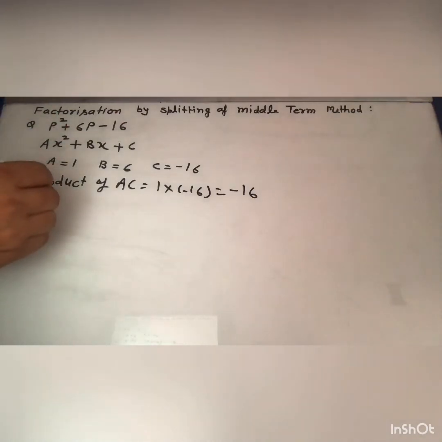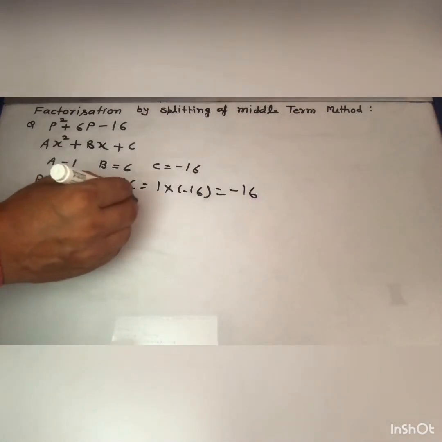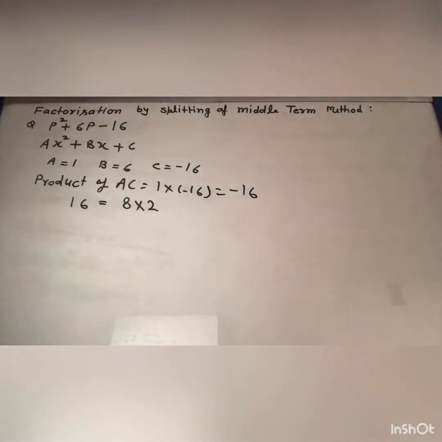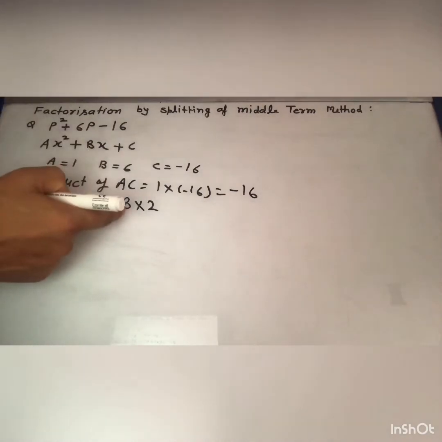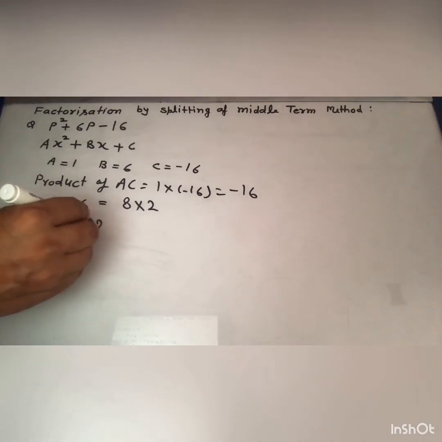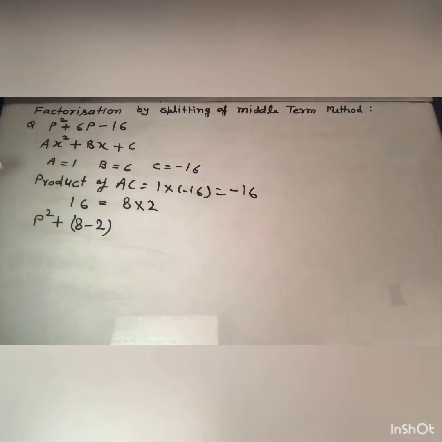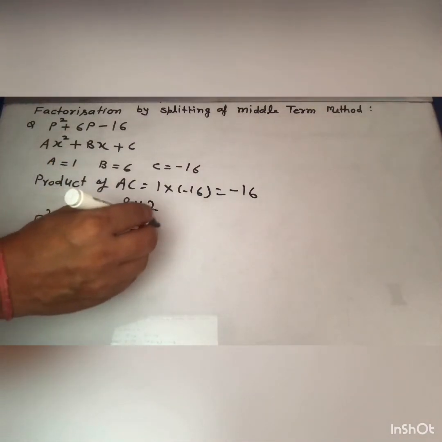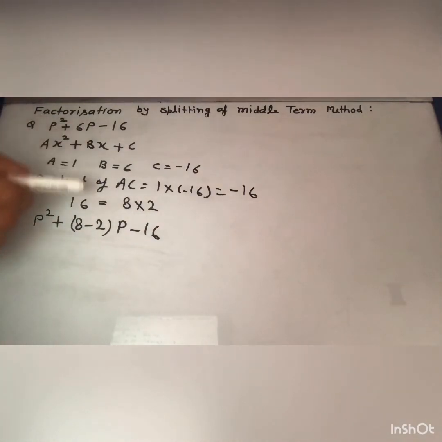So 16 you can write as, by subtraction, 8 into 2, and 8 minus 2 is 6. So you will replace this 6 by 8 minus 2 because the multiplication is negative. So you can write this expression as p square plus, under bracket, 8 minus 2, p minus 16, where you replaced 6 by 8 minus 2.